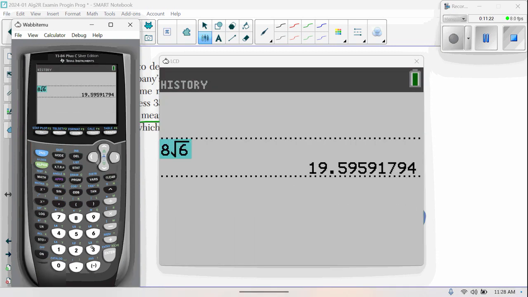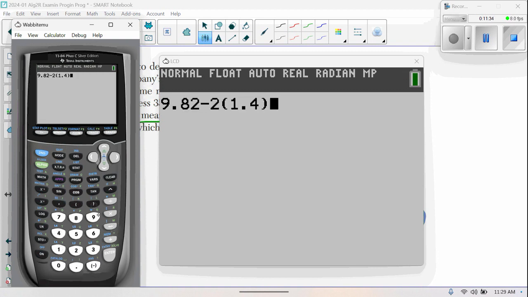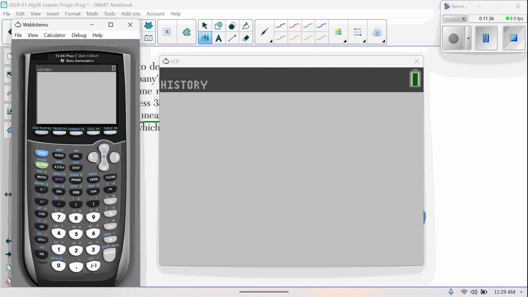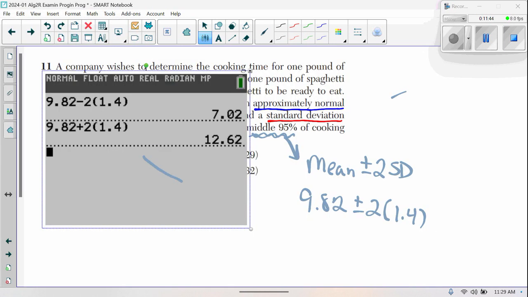Let's clear this out. 9.82. We'll start with plus. Nah, let's be creative and start with minus. 2 times my standard deviation. And then I've got to do the same thing. I'm going to get lazy, and I'm just going to change that to a plus. There it is. Bam.